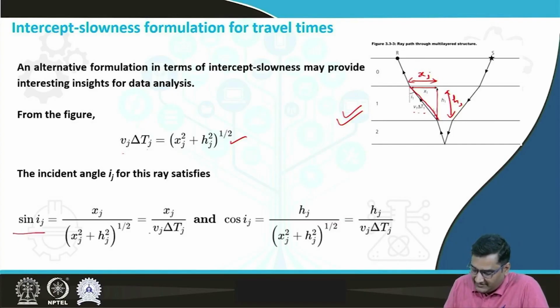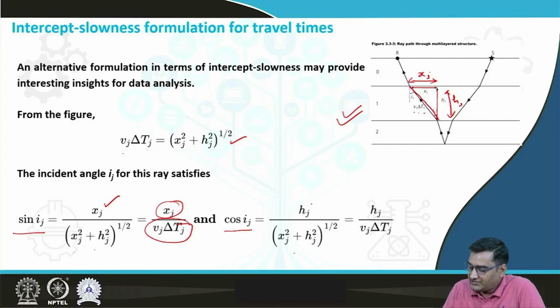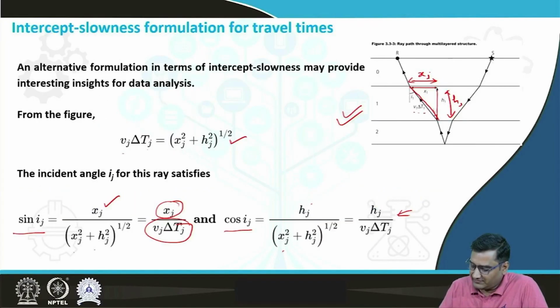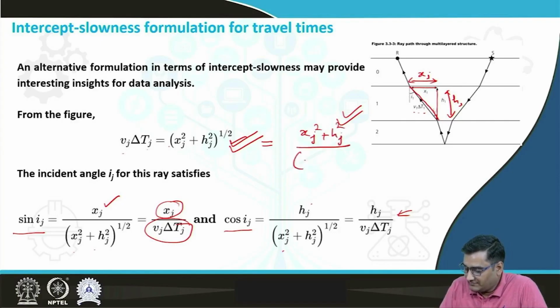The sin ij can be written as xj divided by the square root of xj square plus hj square, that will be further equal to xj divided by vj delta tj, and cos ij can be written as hj divided by the square root of xj square plus hj square, and that will be hj by vj delta tj. Now we can write vj delta tj from this particular expression. This can be written as xj square plus hj square divided by the square root of xj square plus hj square.